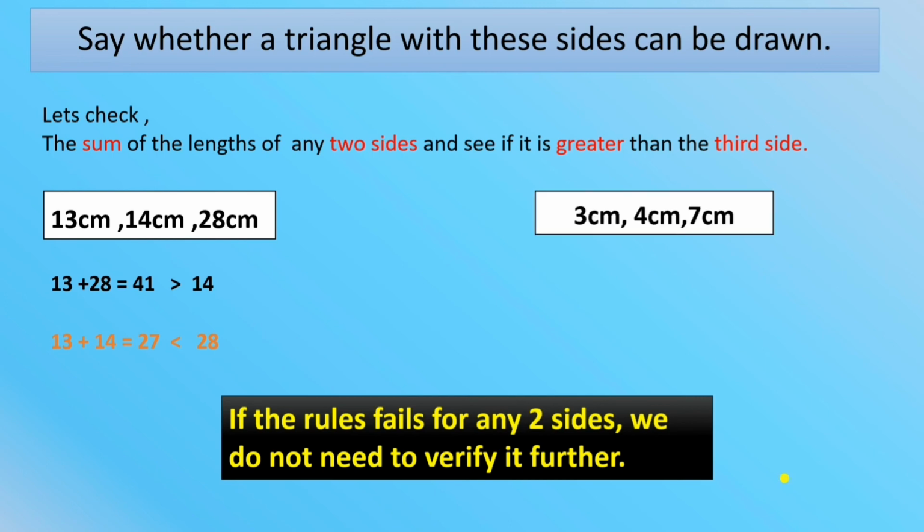Let us check for the next: 3 cm, 4 cm and 7 cm. 3 plus 4 is equal to 7 and the third side is also 7, so both are equal. The rule fails. If the rule fails for any two sides, we do not need to verify it further. These sides will not form a triangle.